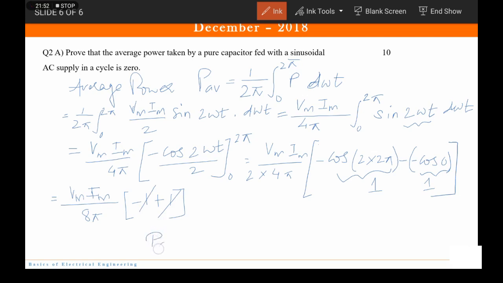So what is the average power? Here it is 0 now. So anything multiplied by 0 is 0. So thereby we have proved that across a capacitor, the average power for a full cycle is 0.